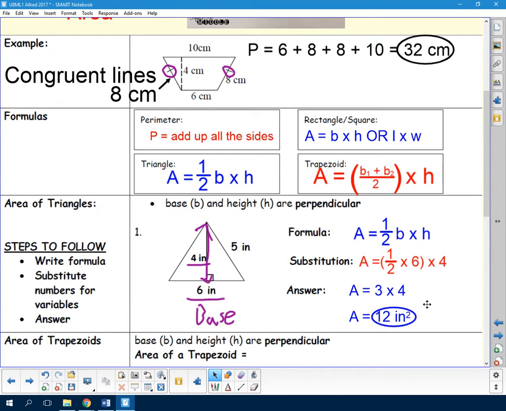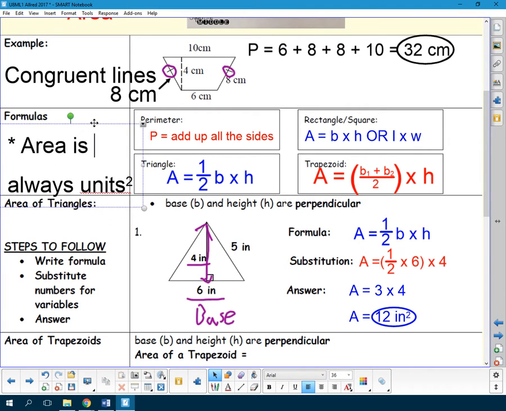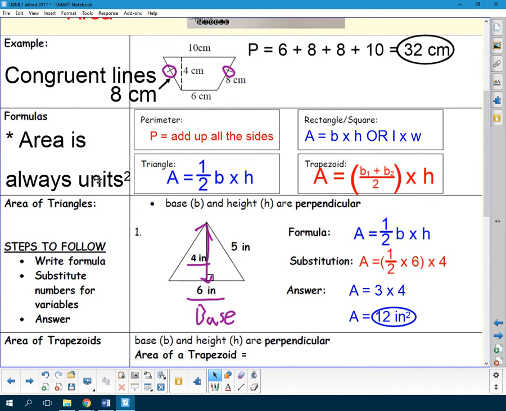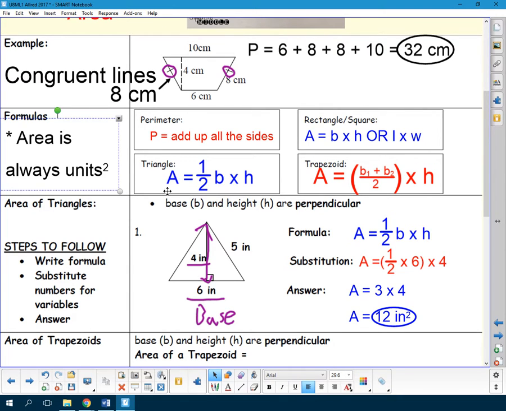Please do keep in mind that I put inches squared. I put a little exponent next to my inches sign because these are square inches. Anytime we deal with area, we are dealing with inches squared. I'm going to write that down as a note. Area is always units squared. I'm going to write that down there for you. I would think that's pretty important for us to recognize when we're trying to find the area of a shape. It's always going to be inches or units or centimeters or miles squared.